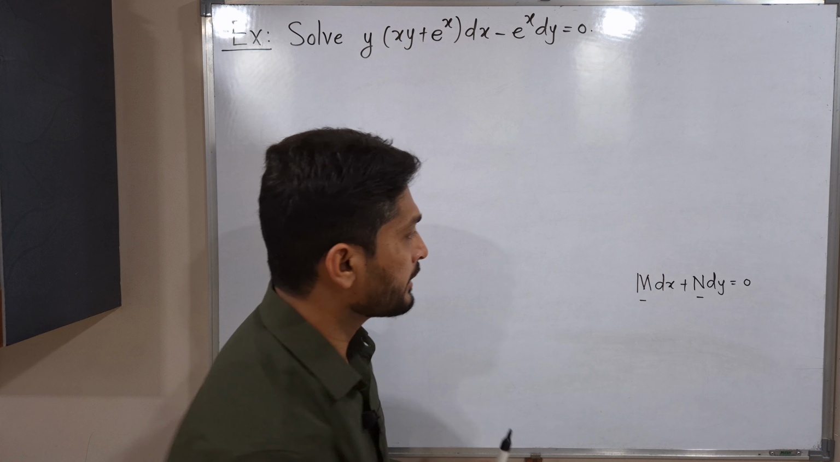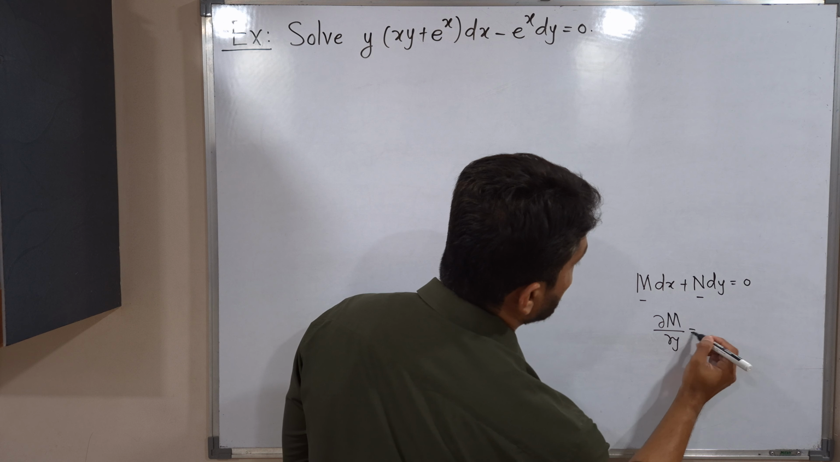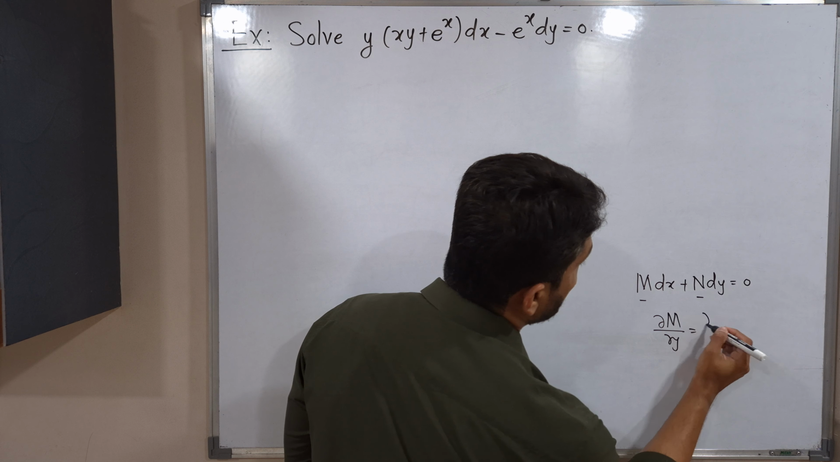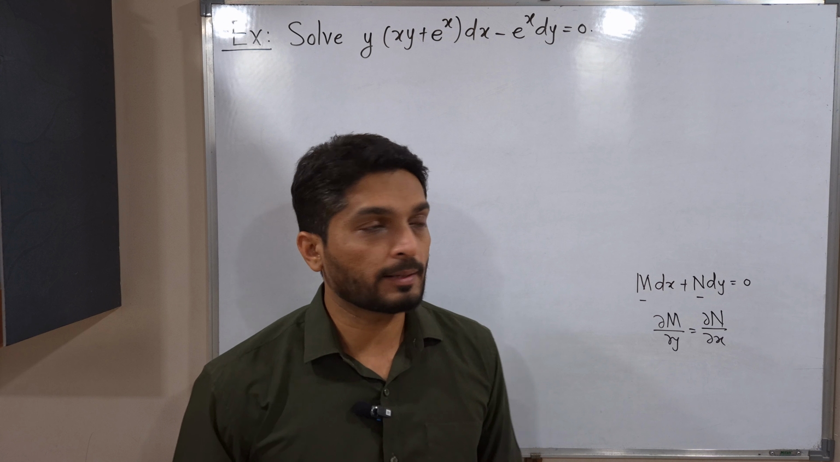We say it is exact if the partial derivative of M with respect to y is the same as the partial derivative of N with respect to x. If these two partial derivatives are equal, we say it is exact, and there is a very simple method to solve such problems. But if it is non-exact, no need to worry. With the help of an integrating factor, we can convert it into exact and we can solve. So let us start with the given example.